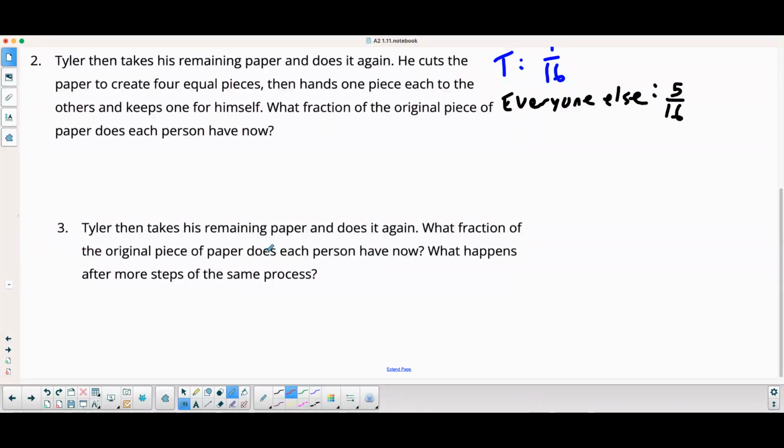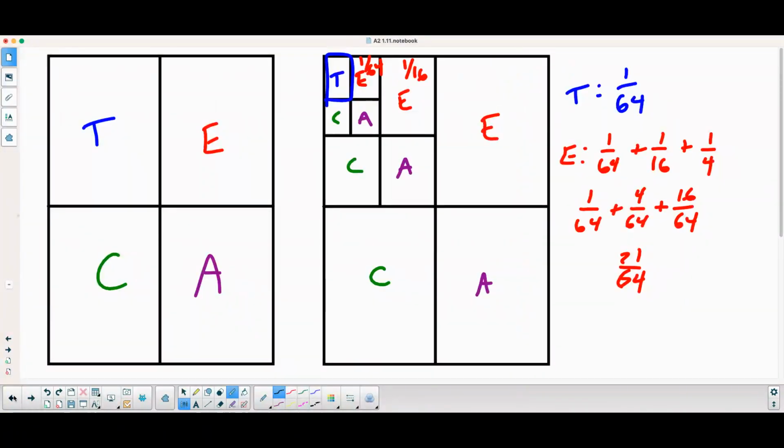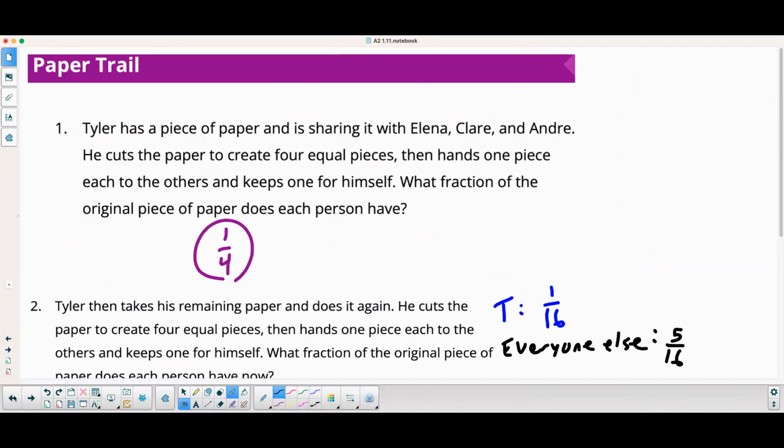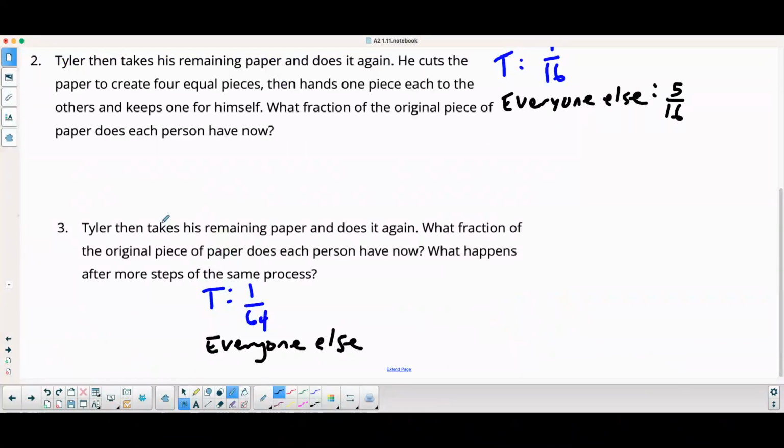So we got Tyler 1/64. Everyone else. What did we say? It was 21/64. Okay.